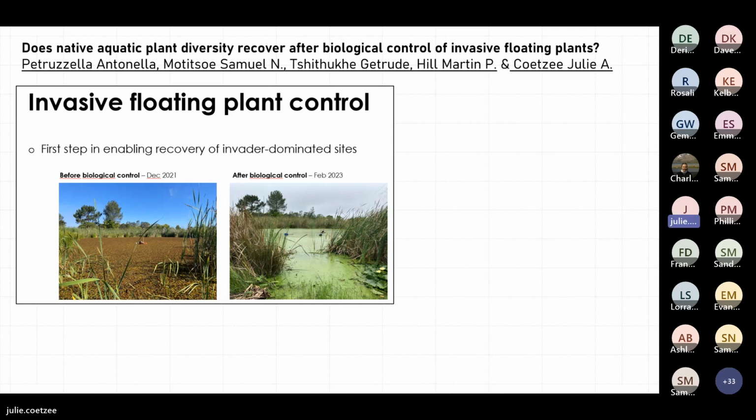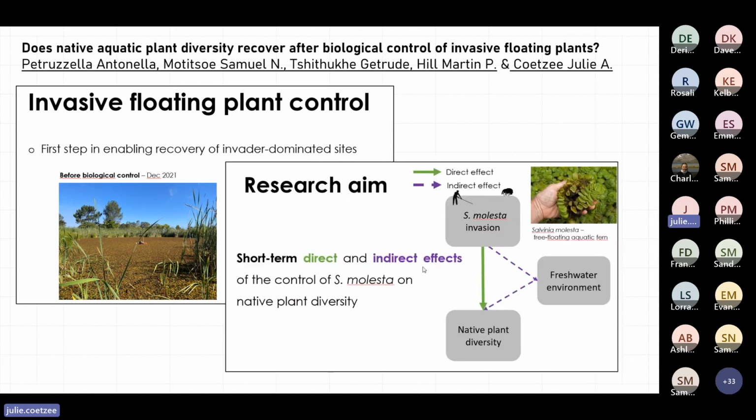Is this a success? What we have to decide is: are we merely replacing one invasive species with another, or should we be actively restoring systems both during and after control? This is work that Antonella is doing, looking at the short-term direct and indirect effects of biological control on native plant diversity, to determine if we need to actively restore following control.